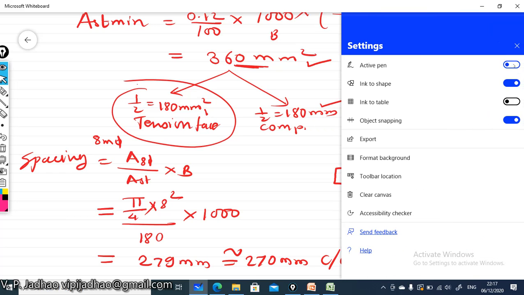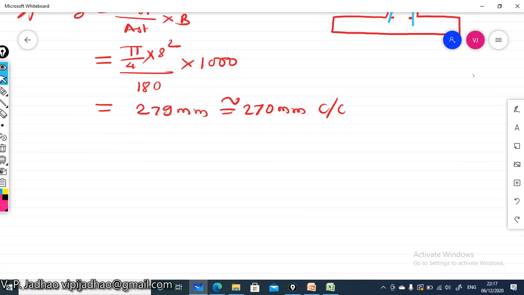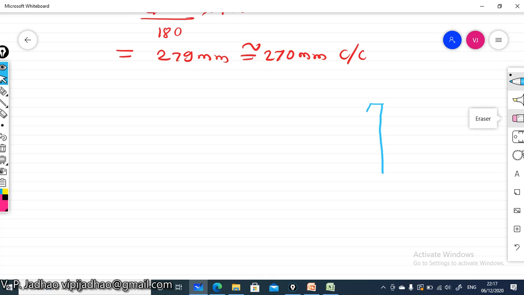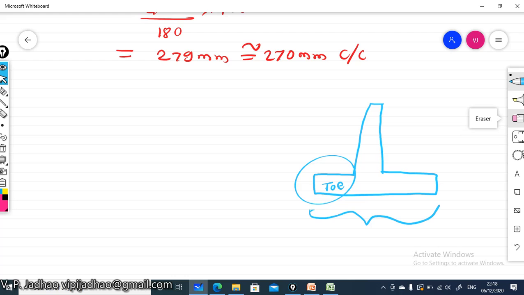We will see the next step. So the next step is design of toe slab, design of your toe slab. Now if this is your retaining wall, this is your cantilever retaining wall, this particular portion is called the toe. This complete portion from this end to this end is the base slab, and this particular portion is called the heel slab. So first we will be designing this toe slab.